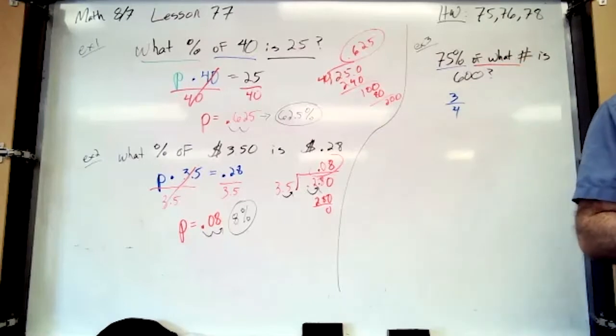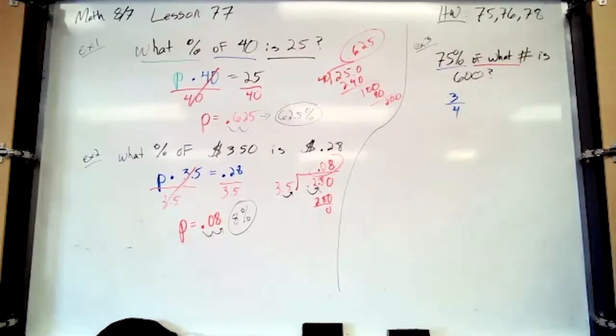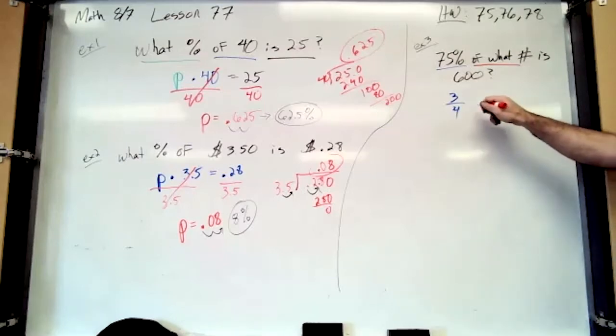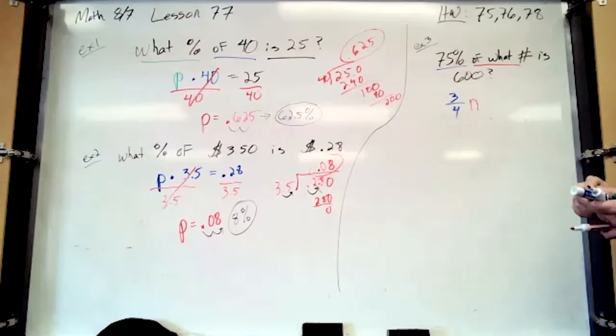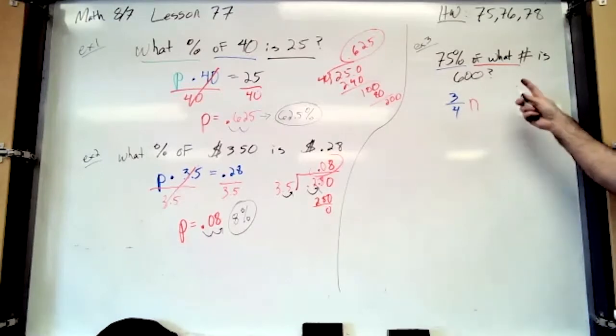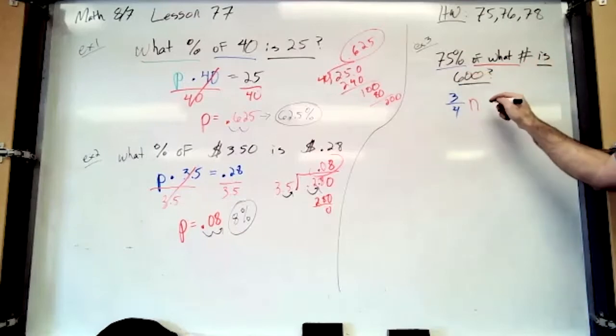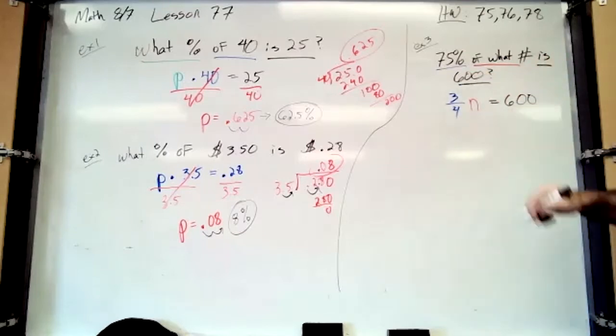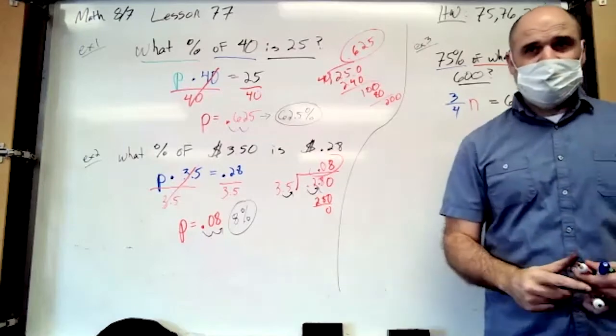How do you say of? Anybody? Yes, Addie. Multiply. And I say what number? What's a good choice? N. Okay, N. That's right. And then how do you say is 600? Well, that's just equals 600. So now we got a fraction. It wasn't my idea to use a fraction. It was Marin's idea. Oh, well, we're going to make it work.